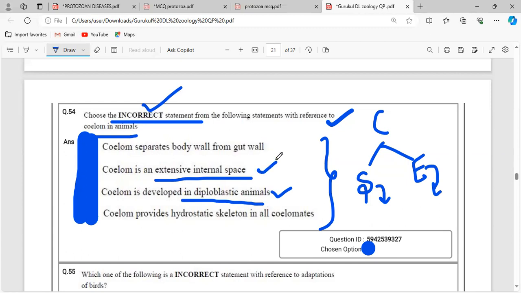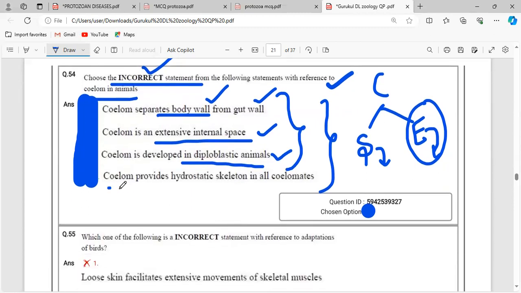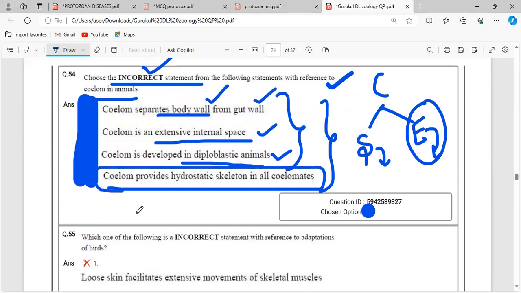Definitely, a cavity is nothing but an internal space, and it separates the body wall and the gut wall, as I said for enterocoelomates. All three options are right, and the wrong statement is the one about the skeleton. Coelom provides a hydrostatic skeleton in the coelomates. As it separates the body wall and the gut wall and lies in the middle area, how can it provide a hydrostatic skeleton? So this is the wrong answer. Clear? Any doubts?